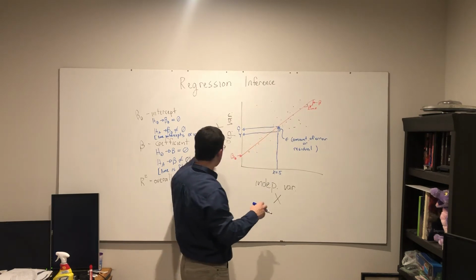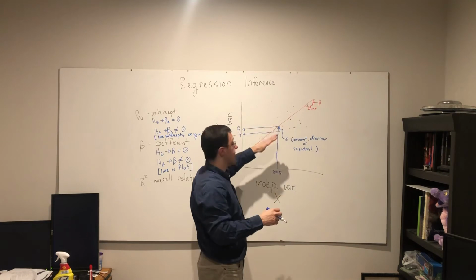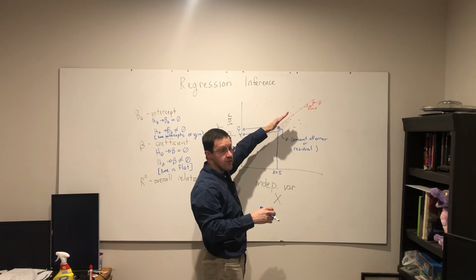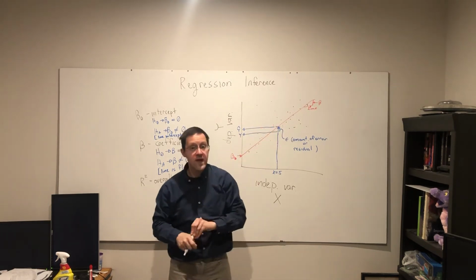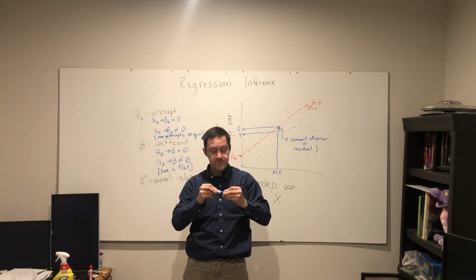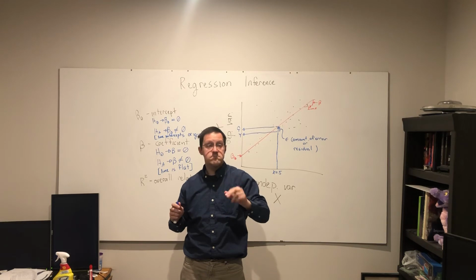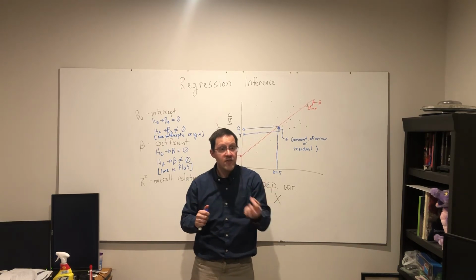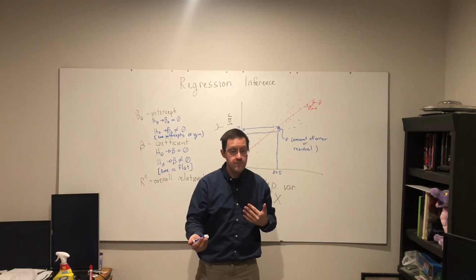If the coefficient is 0, then it's flat. If the coefficient isn't 0, it is angled up for a positive slope or positive coefficient, and angled down if it is a negative slope or negative coefficient. This is something where basically we're pretty much always interested in this particular value and its associated p-value.